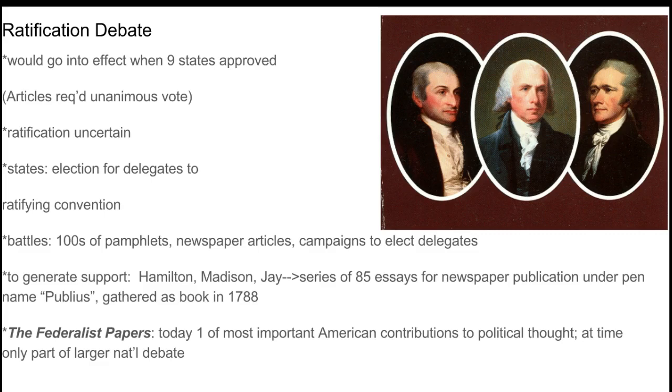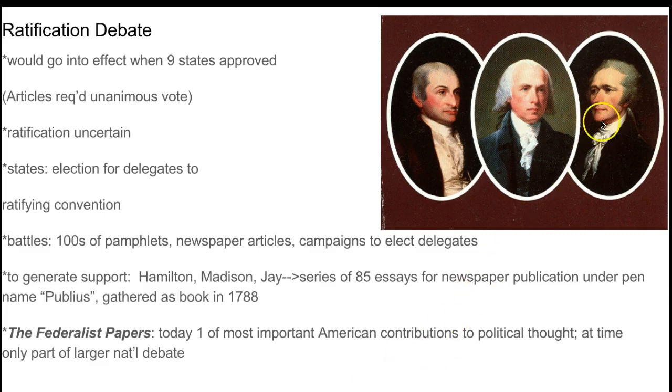The ratification debate meant that once 9 states had approved this Constitution, it would be ratified and go into effect. So they had all these conventions in the states, and all these battles. They had pamphlets and newspaper articles and campaigns. This is where you get the Federalist Papers, and you may have read some of that in high school. They wrote all of these essays, these 85 essays.